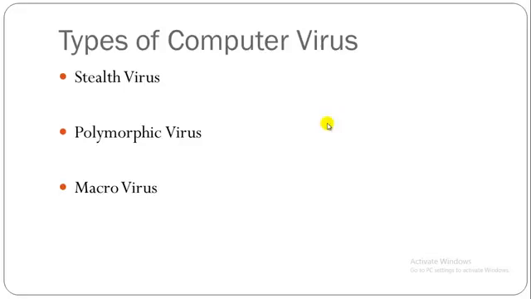And the most dangerous of all would be the polymorphic virus. A polymorphic virus acts as a chameleon. It changes its virus signature, its binary pattern, every time it multiplies and infects a new file.